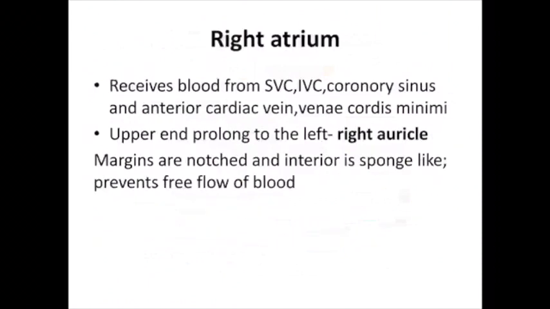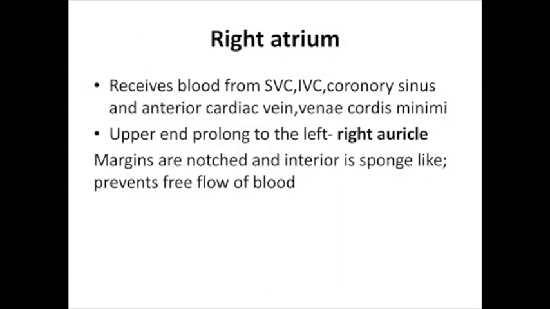Let's discuss about the structure of the heart. Heart has 4 chambers, 2 atria and 2 ventricles. The right atrium receives blood from superior vena cava, inferior vena cava, coronary sinus and anterior cardiac vein, venae cordis minimi. Venae cordis minimi are small venous structures in the heart.